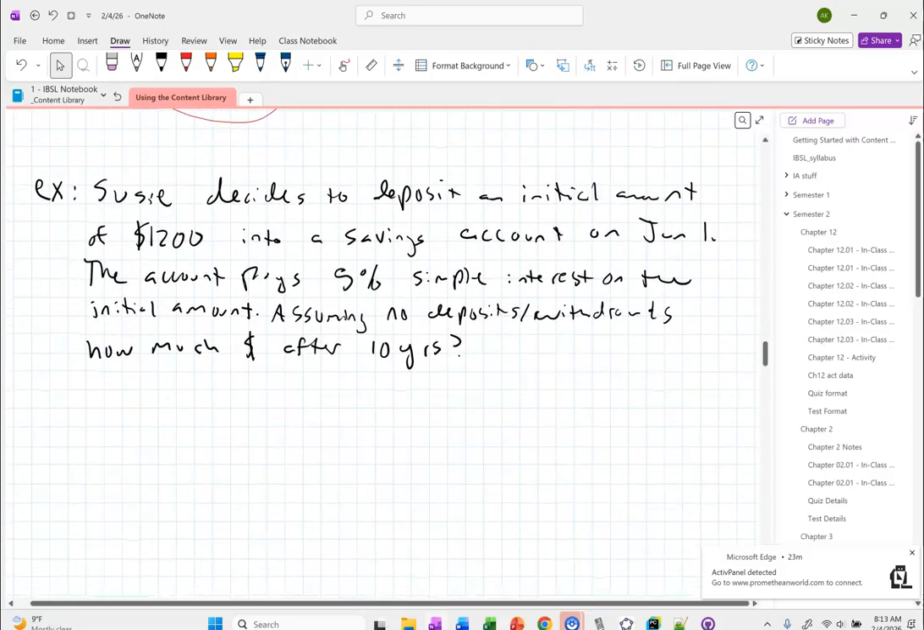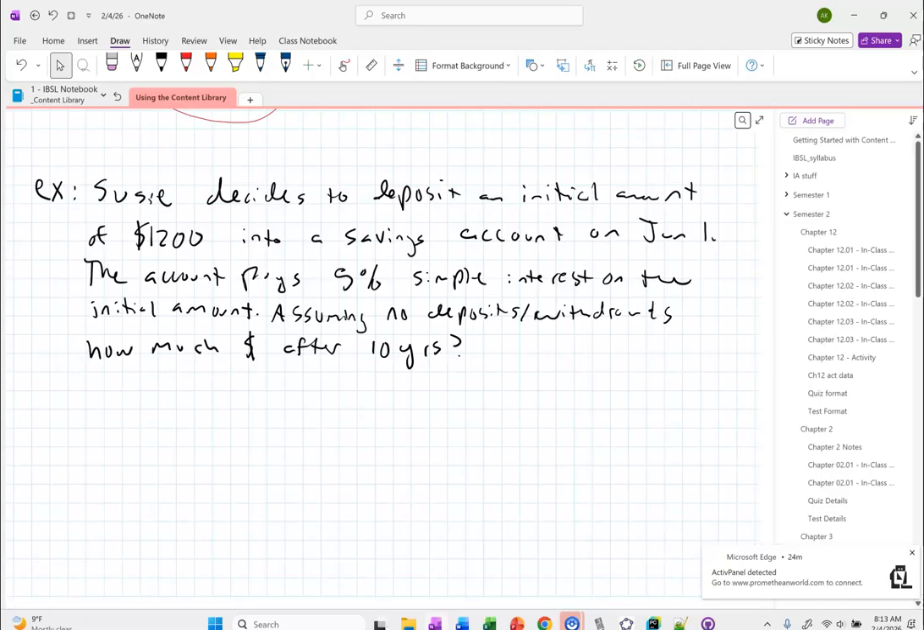All right. So again, we can use a sequence to answer these kind of story problem situations. So it says, Susie decides to deposit an initial amount of $1,200 into a savings account on June 1st. The account pays 5% simple interest on the initial amount. Assuming no deposits or withdrawals, how much money after 10 years?